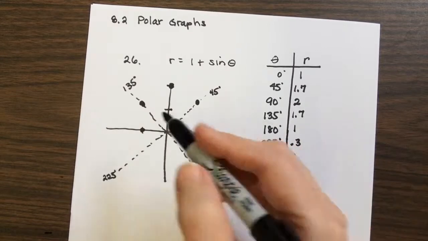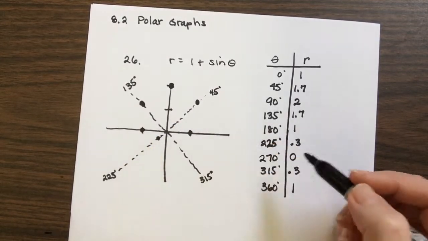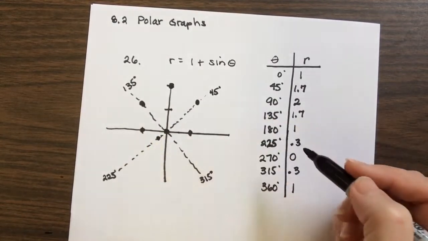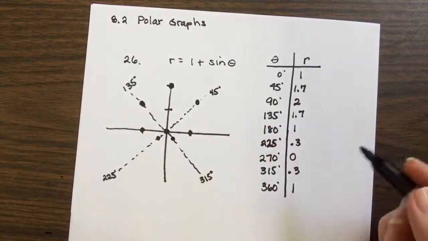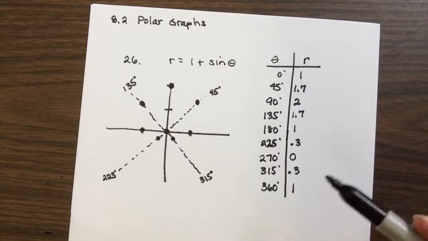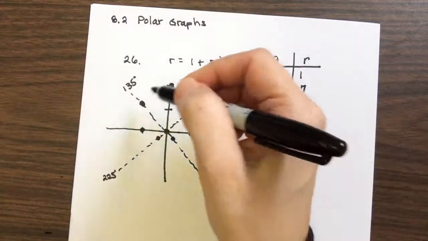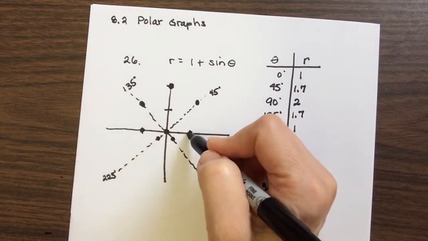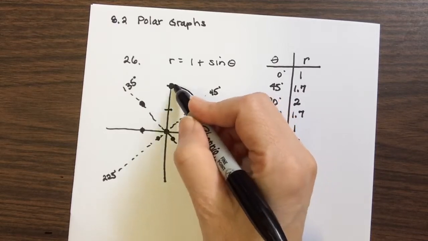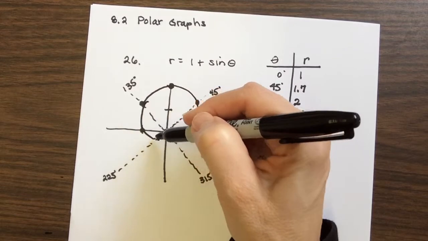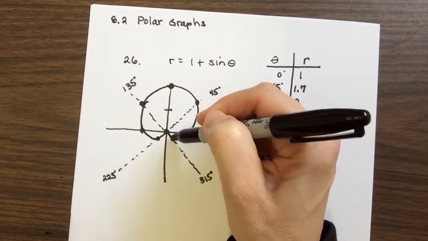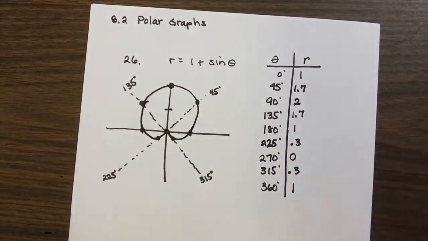225, I'm at 0.3. 270, I'm at 0. 315, I'm at 0.3, which is a third of the way to 1. And there we go. Alright, so I've covered all 360 degrees, and I am just going to connect these like I would. And that's what that graph looks like.